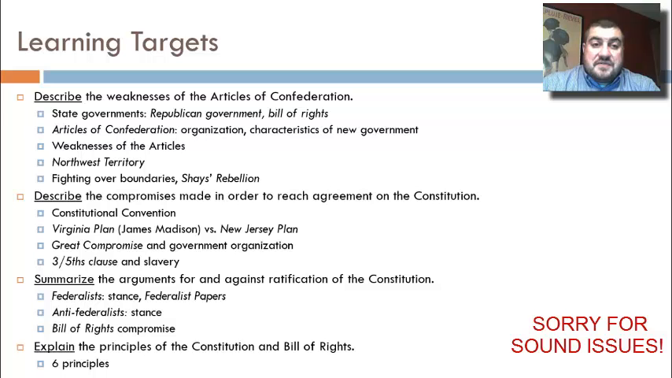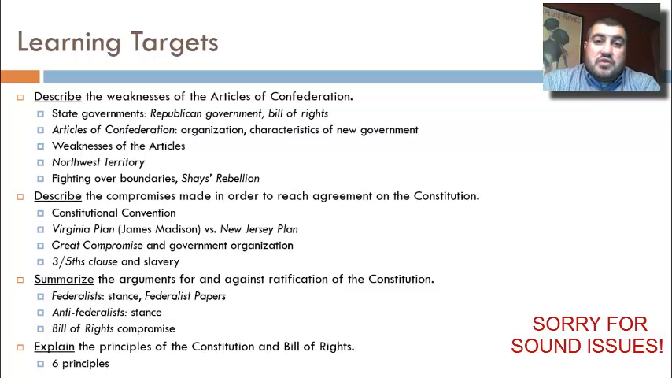We're going to talk about the first Constitution we had in our learning targets, which was the Articles of Confederation and why they didn't work. We'll talk about the compromises that were made at the Constitutional Convention in order to reach agreement on a new Constitution. We'll talk about the ratification of that Constitution and the principles held in the Constitution and Bill of Rights.